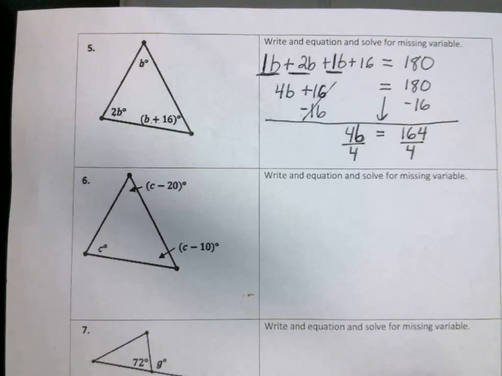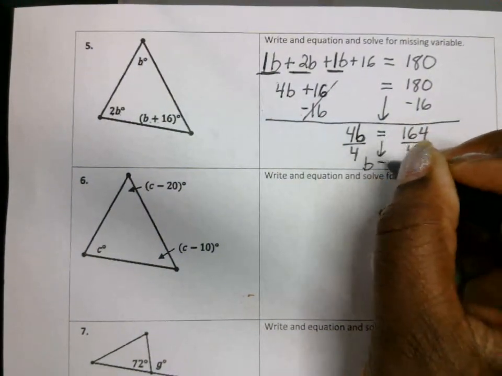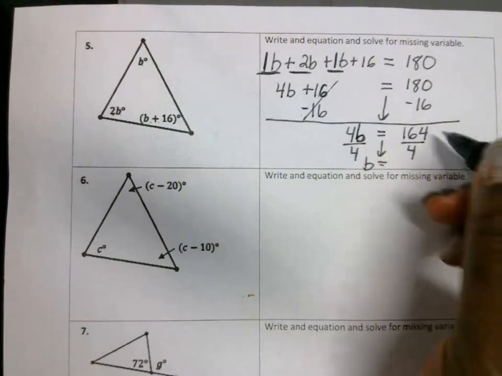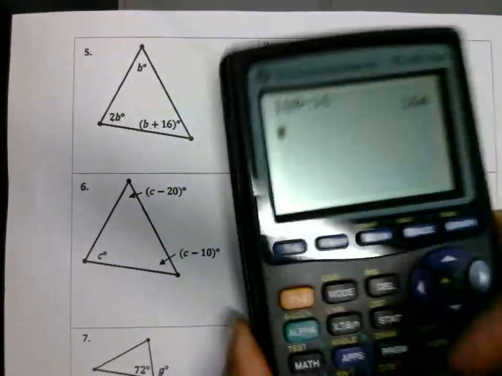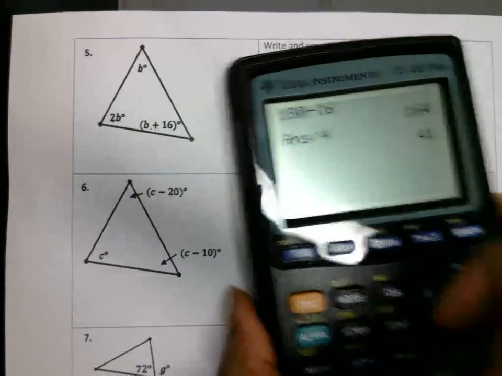4 divided by 4 gives us what? 0. No. B. 1. 1B. Bring down the equal. Remember, 4 goes into 4 one time. Now, 164 divided by 4, what does that give you? 41.